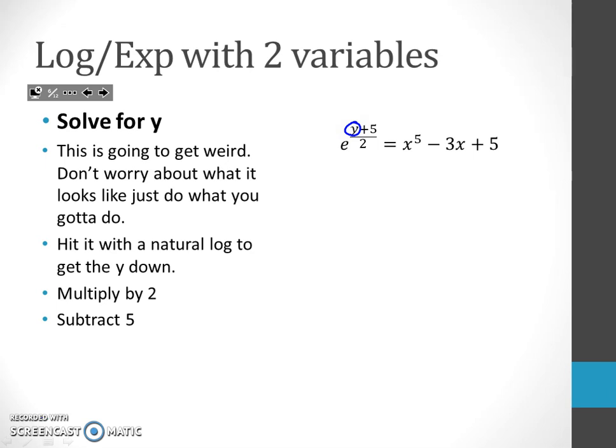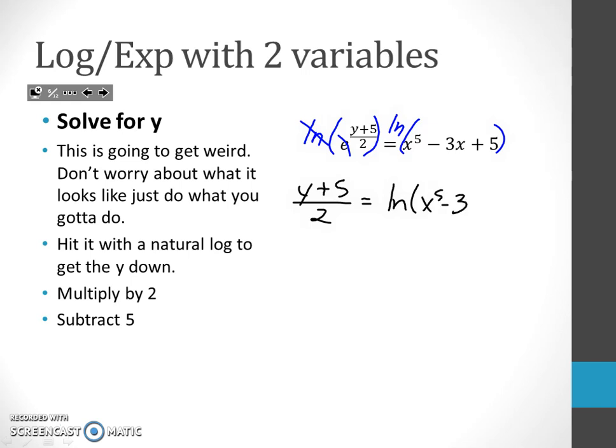Okay? So, starting out, my first concern up here is the fact that this y is up in the exponent. So I have to get it down from the exponent. How are we going to do that? Well, we're going to have to hit it with a log. Since it's an e, we're going to need to hit that with a natural log. And if I do that to one side, I'm going to have to do it to the other as well. Okay, on my left here, my e's gone. That's good. I've now got (y plus 5)/2 equals ln of x to the 5th minus 3x plus 5.